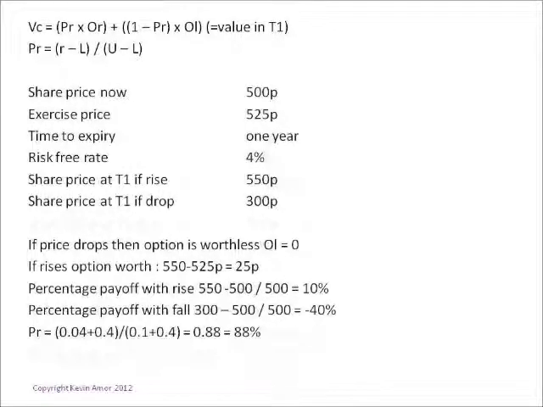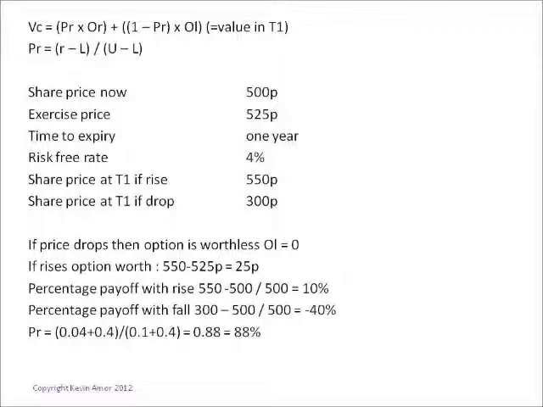Let's plug those in to find the probability of the price going up. So we've got R minus L, which is 4% minus minus 40%, so it's 44%, divided by 10% minus minus 40%, so divided by 50%, which is 88%.